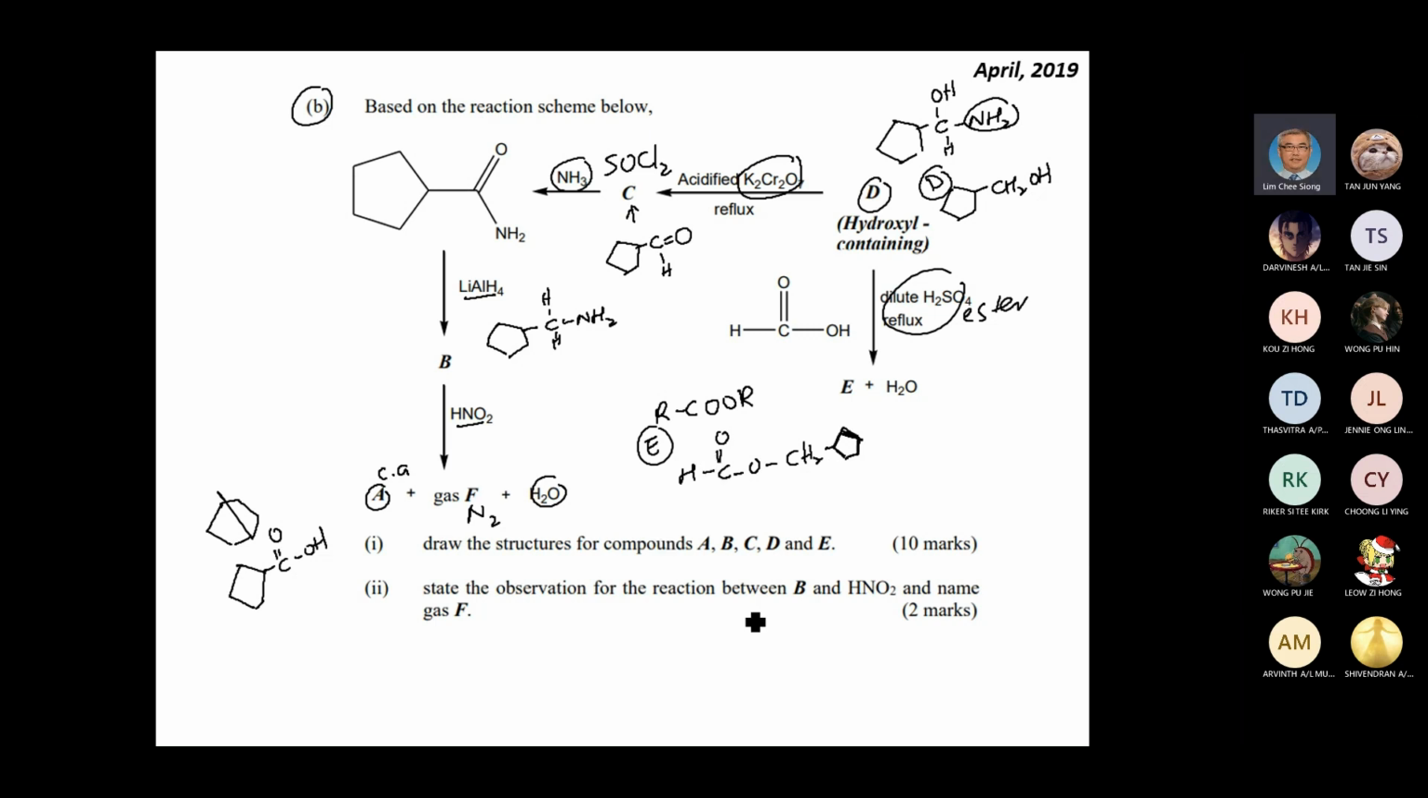State the observation for the reaction between B and HNO2 and name gas F. So you can see the B itself with the presence of the nitrous acid, it means what? The gas bubble is released. Then name the gas F. What is it? Nitrogen gas. This one shows you the presence of what? The primary amine.